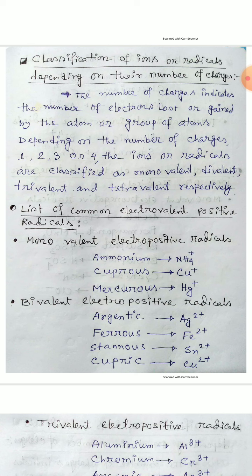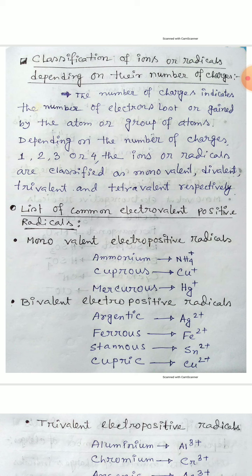Now, list of common electrovalent positive radicals, that is basic radicals. There are four types of basic radical. First, monovalent electropositive radical. Monovalent means charge is plus 1. Examples of monovalent electropositive radicals are ammonium NH4 plus, cuprous Cu plus, mercurous Hg plus, generally Hg2 2 plus it is.